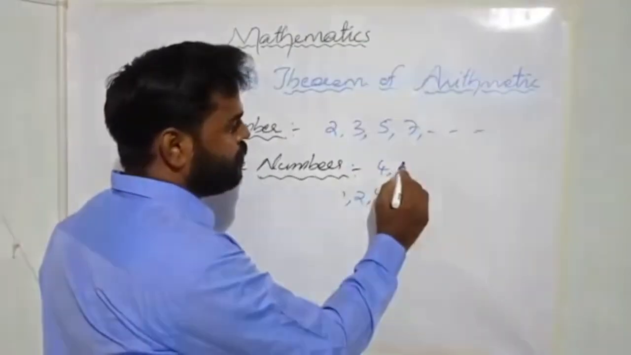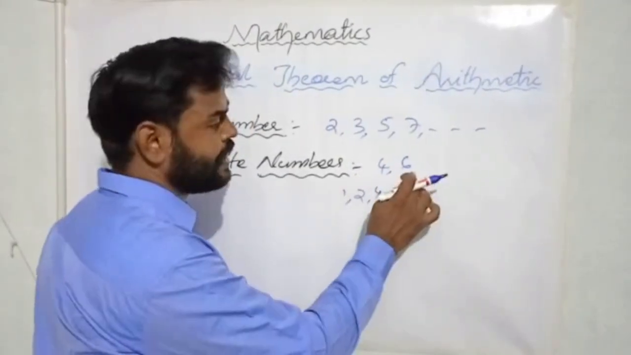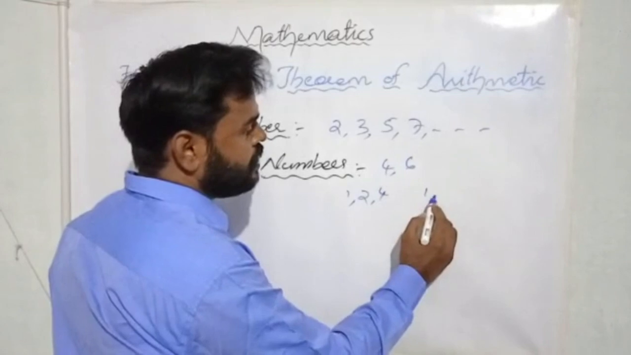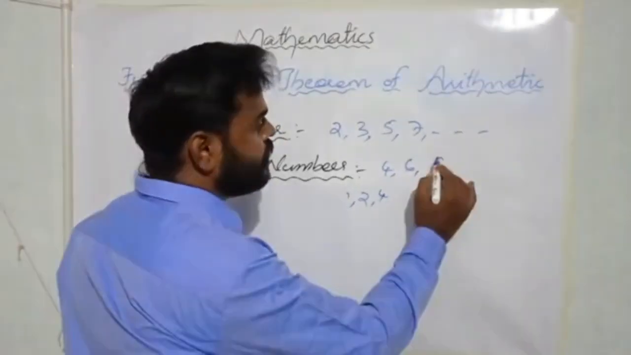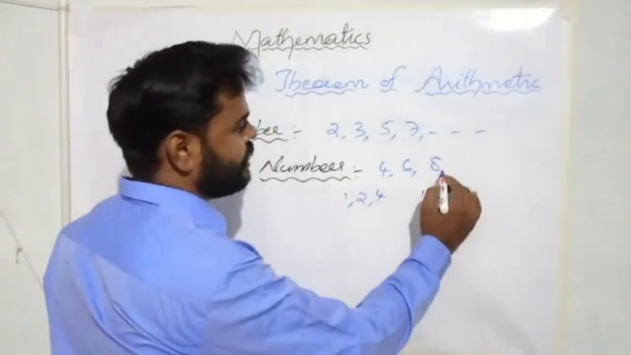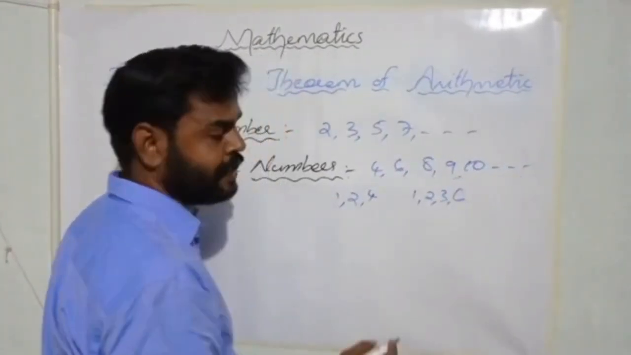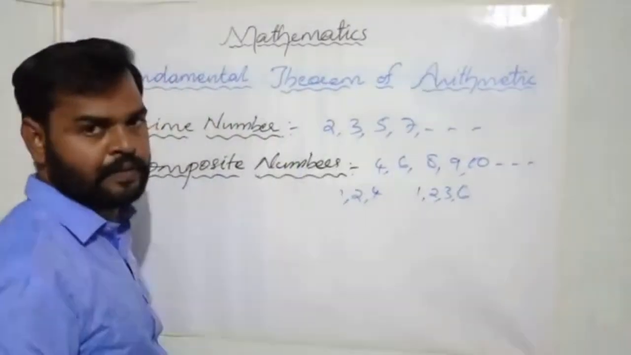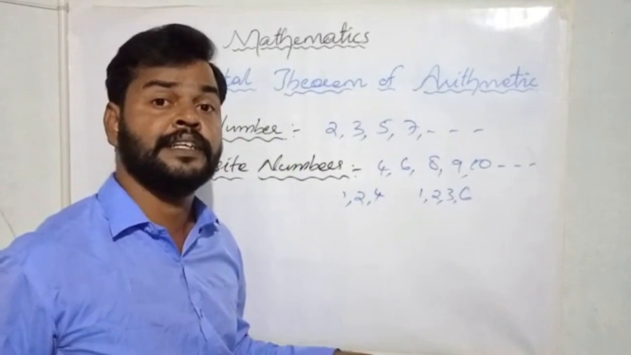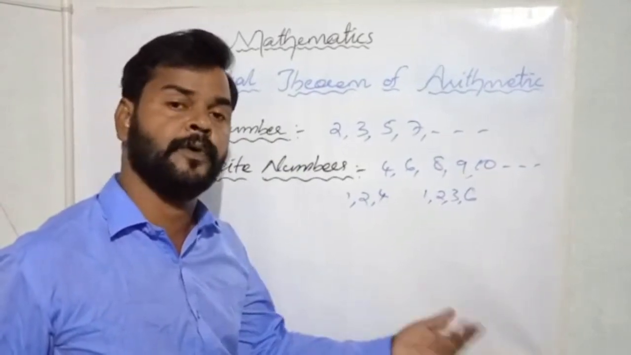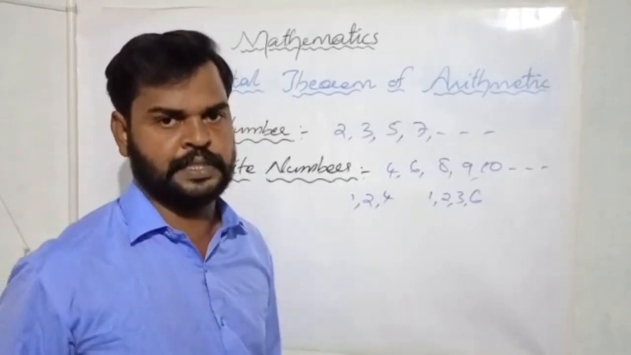Next, 6. It has more than two factors. Factors of 6 are 1, 2, 3 and 6. Now, 8, next 9, 10, etc. are examples of composite numbers. A number which has more than two factors, I mean 3 or 4, etc., is called a composite number.